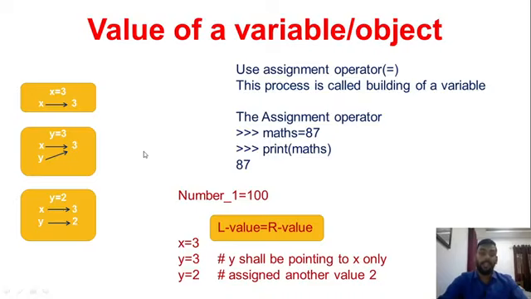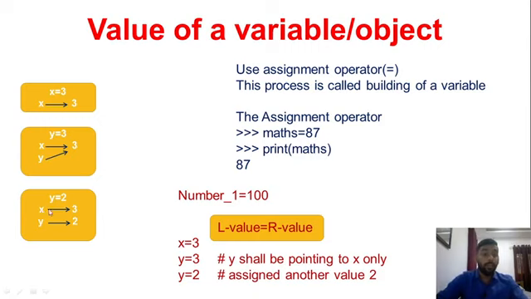Initially, we have a variable x that stores the value 3, so x points to 3. Then we have the second variable y. y is also assigned the value 3. So what happens here in Python is both x and y point to 3, to a single value. Both x and y point to the single value.